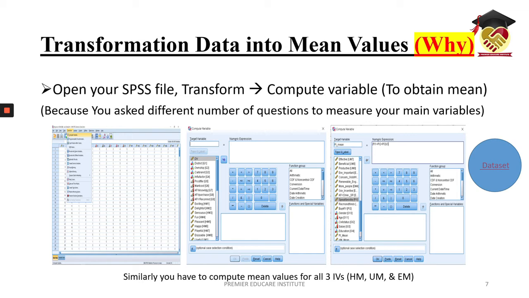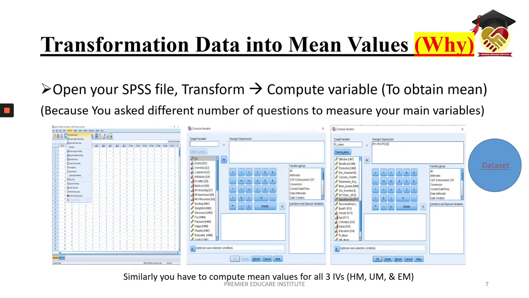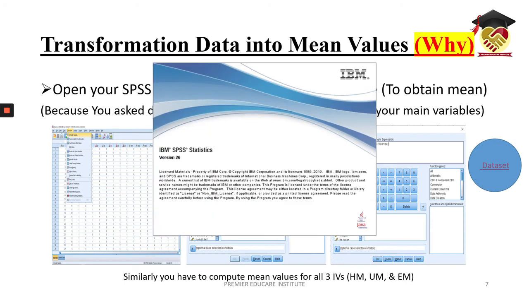This is very straightforward. The steps are given here, so we will see how it is done. Right, let's go to our data set straight away. It may take some time, but it's very easy, very straightforward.